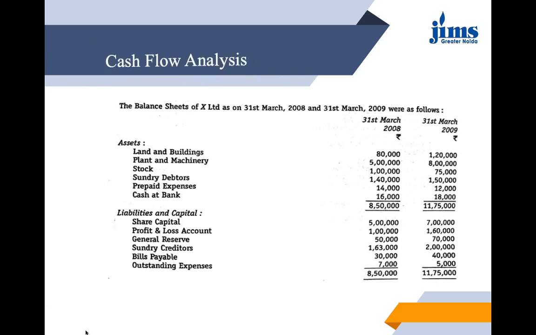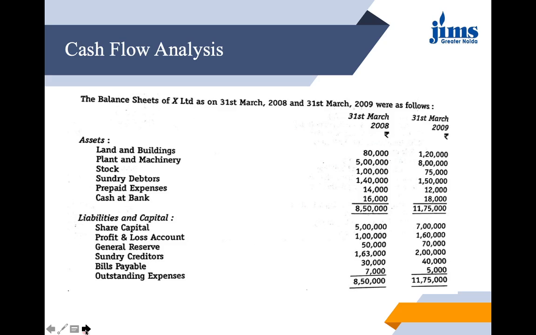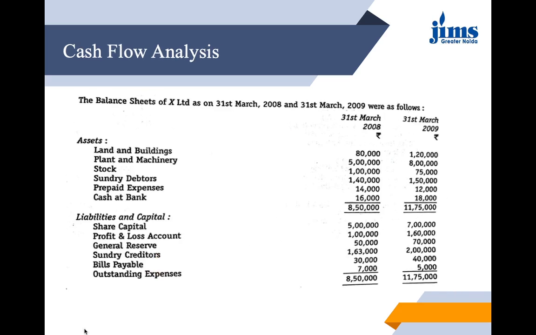Then the next question also shows such similar things, but there are certain adjustments to be made. On this page, they have given you the balance sheet of X Limited as on 31st March 2008 and 2009. We can see we have two fixed assets, land and building, plant and machinery. Then we have current assets as stock, debtors, prepaid expenses, and finally cash at bank. Under liabilities, we do have share capital, P&L account, general reserve, and current liabilities as sundry creditors, bills payable, and outstanding expenses. Let us see what adjustment is given to us.